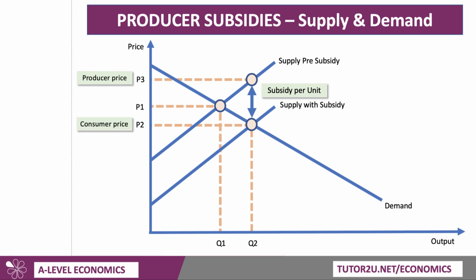So subsidies help to lower prices and expand output, but there is a cost. There's a cost in particular to the government. You see that the subsidy per unit is there, the quantity is Q2, so in fact Q2 times the subsidy per unit will equal the total government spending on the subsidy. And that's your basic subsidy diagram.